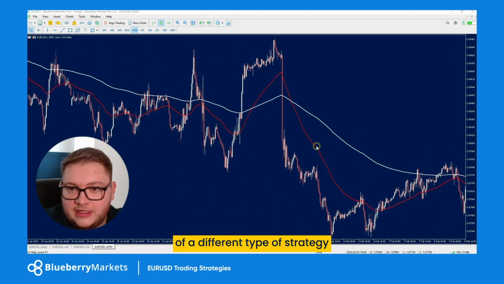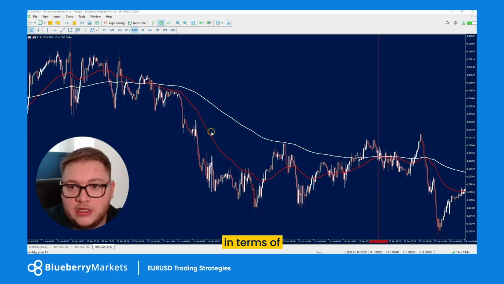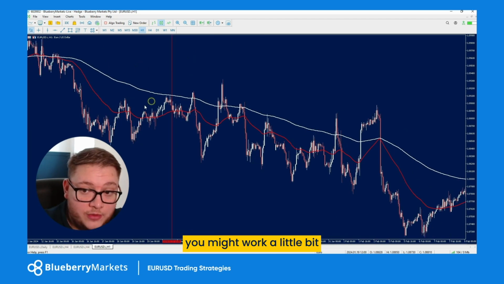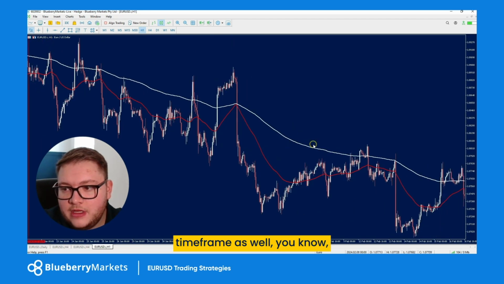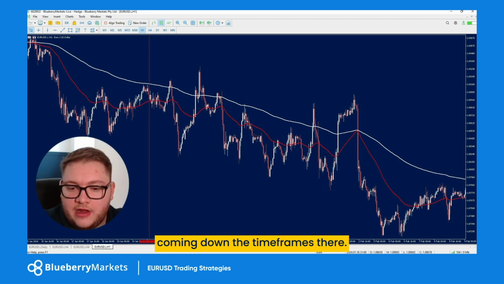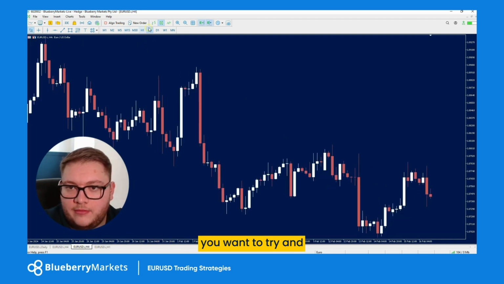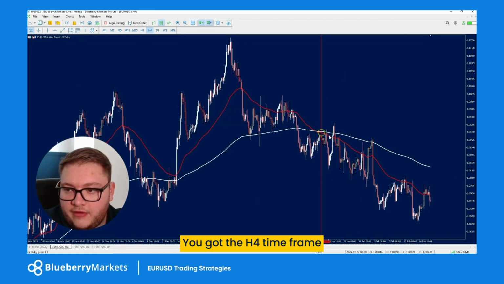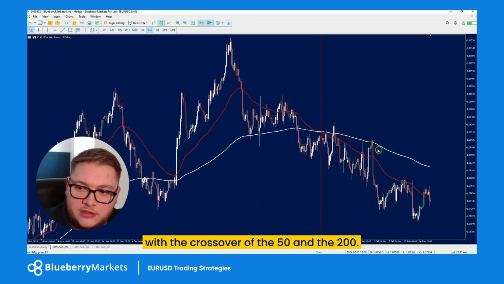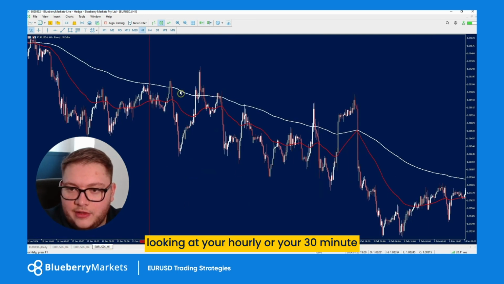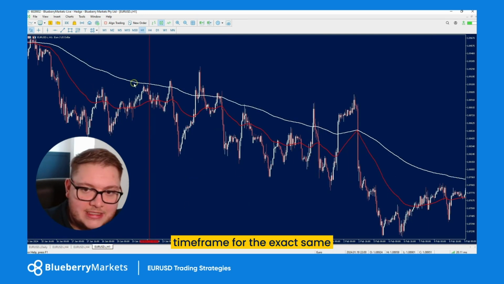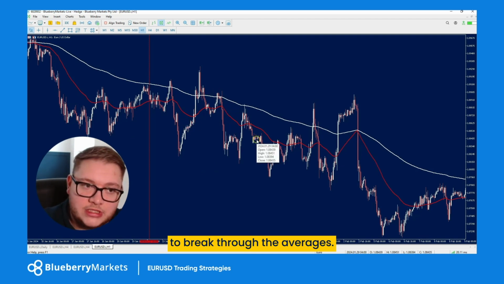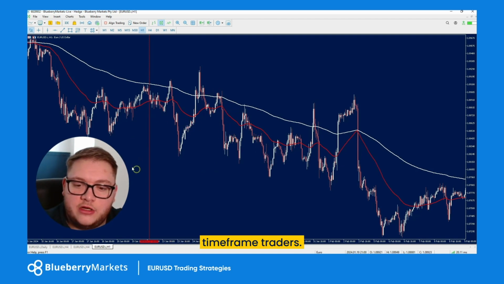So a little bit of a different type of strategy in terms of you're looking at more trend opportunities at that point. It might work a little bit better on an hourly time frame as well, coming down the time frames there. But essentially you want to try and line up the two time frames together. You've got the H4 time frame with the crossover of the 50 and the 200. You're then looking at your hourly or your 30-minute time frame for the exact same, and then you're looking for the price to break through the averages. A little bit of a different one there, more for higher time frame traders.